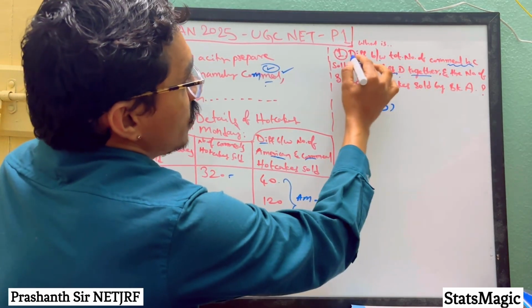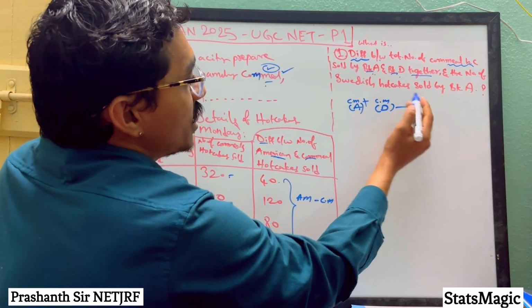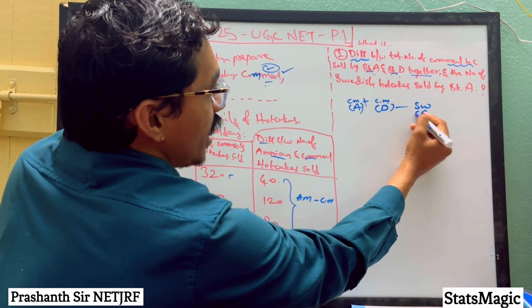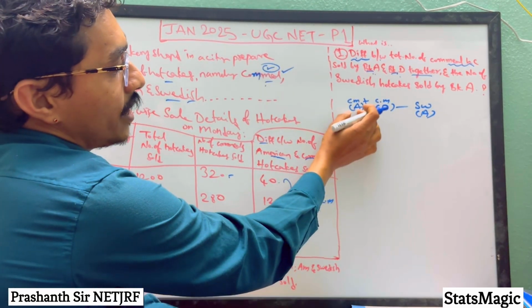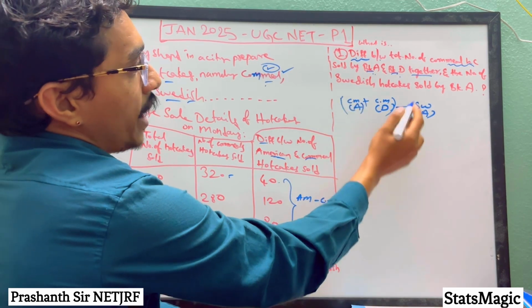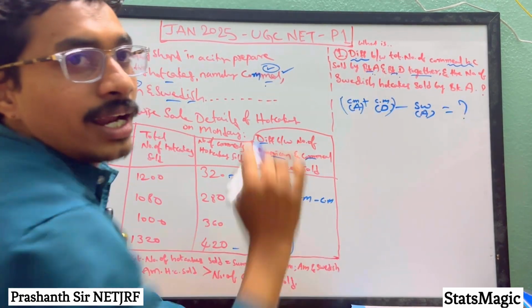And they are asking, they told difference only. So that means minus the number of Swedish hot cakes by bakery A. Here they asked bakery A, so this one you have to find out. Please understand. Cornmeal hot cakes of A and D together, that's why I am adding both together, minus Swedish hot cakes sold by bakery A. So this one is what they are asking.